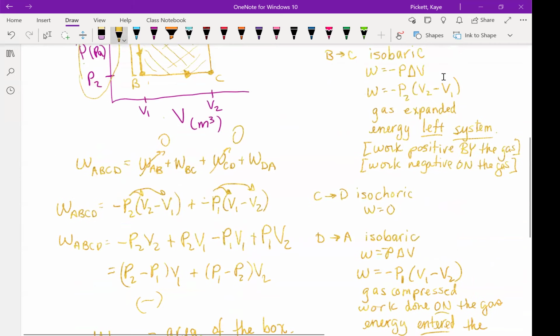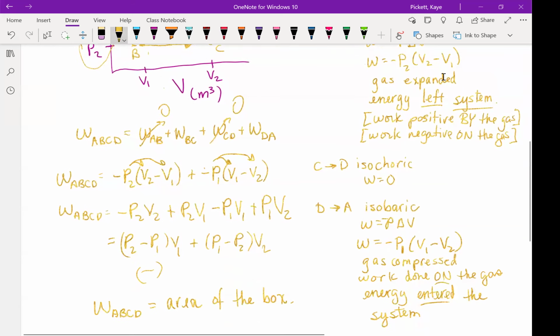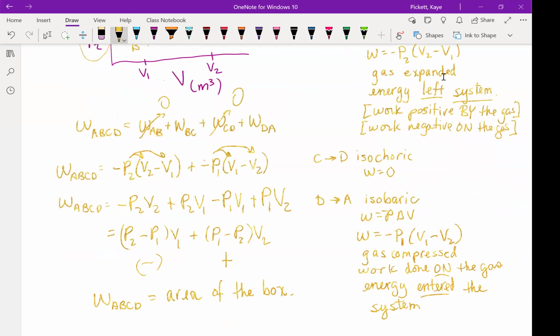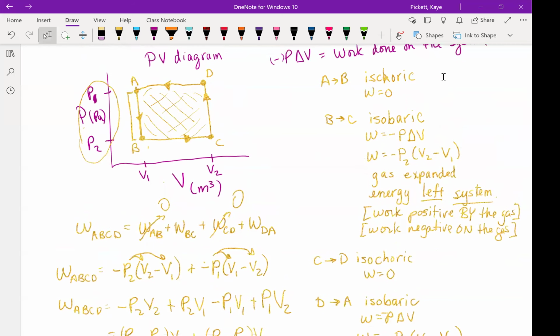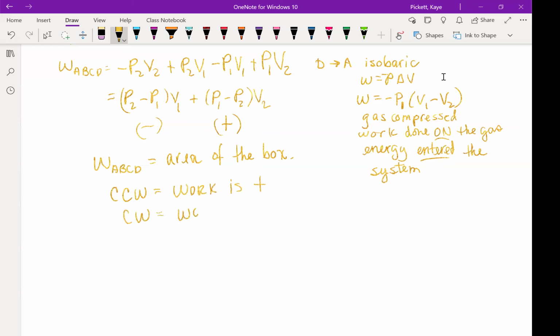Now, here's your trick. In this case, P1 is bigger than P2, so this is positive, right? V1 is less than V2. So my positive number is bigger than my negative number. My work is being done on the system. So if you are counterclockwise in my cycle, my work is positive. If I'm clockwise, my work is negative.